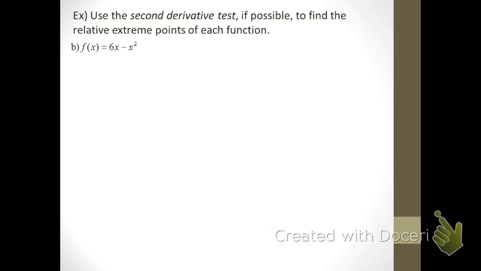There you see the next function that we're working with. I want you to go ahead and find the first derivative and the second derivative, find the critical values of the function, and plug them into the second derivative to see if you have relative minimum or maximum values. And if you have to use a first derivative test because the second derivative test is inconclusive, do it. Go ahead, then check your work.